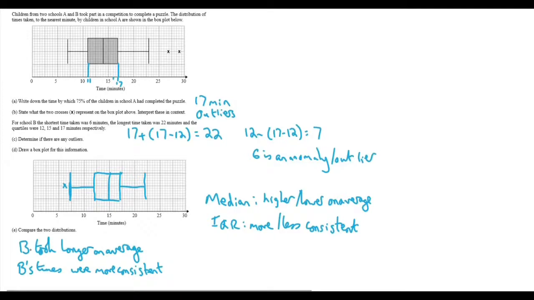But the main thing is you are interpreting your median. In this case, because it's time, the higher the median, they took longer on average, and then the narrower the box, the more consistent their times were.